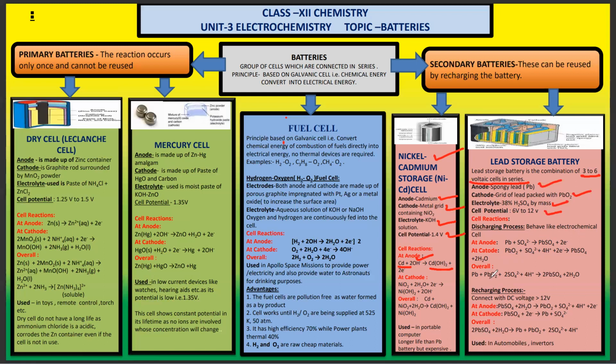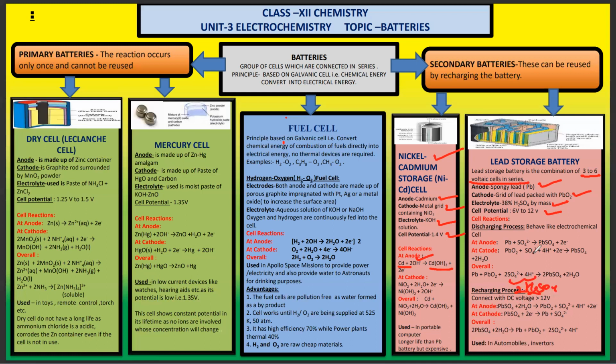Pb plus PbO2 plus the electrolyte, that is 2 sulfate ions and 4H plus, meaning 2 moles of sulfuric acid, to form 2 PbSO4 plus 2H2O. Pb plus PbO2 in the presence of electrolyte converts into PbSO4 plus water. So this is the discharge reaction, when it is used. During recharge, the reaction is reversed.